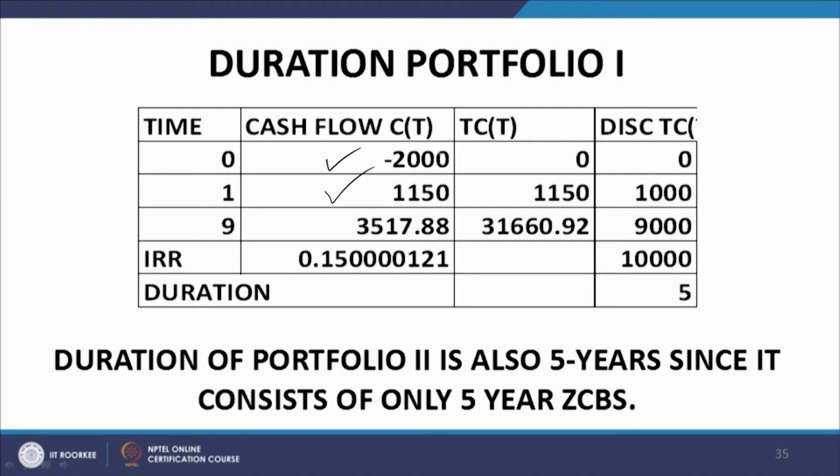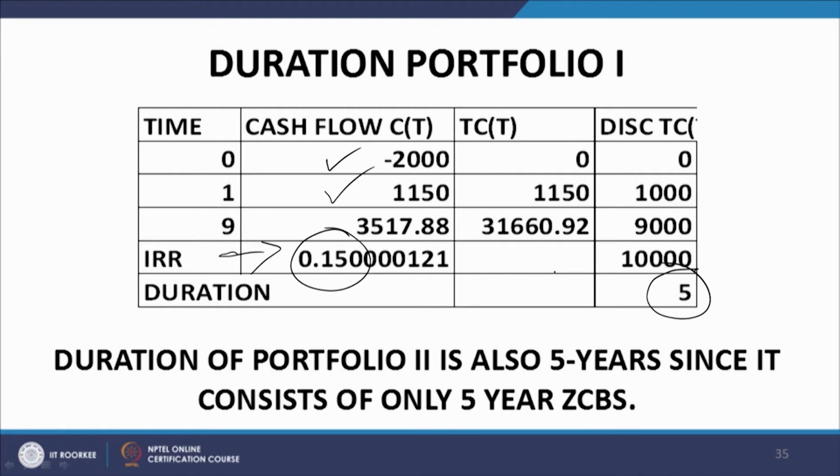Then we work out TCT, which is quite straightforward, and on that basis we work out the discounted TCT. Discount rate is given at 15%, because both the bonds are trading at YTM of 15%, and therefore the YTM of the portfolio will also be 15%. That is precisely what is given here. This is portfolio IRR or portfolio YTM is 15%, and on solving this expression for the duration, what we find is the duration is 5 years.